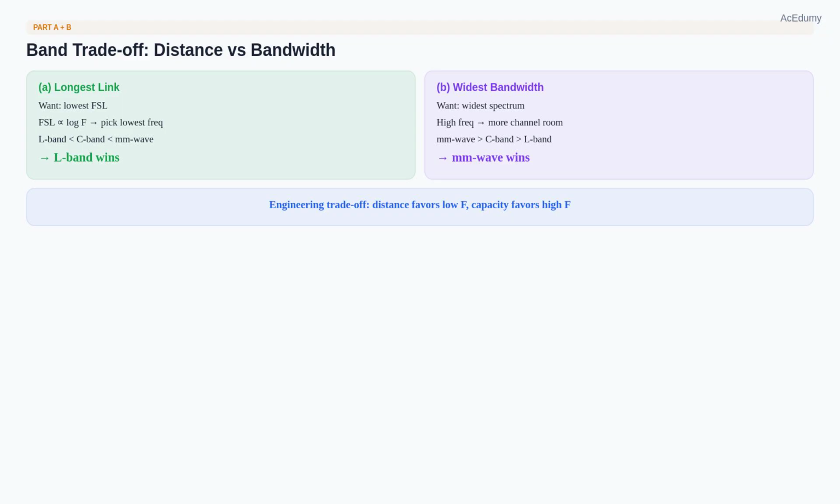For the highest information bandwidth, we want the widest available spectrum. Higher frequency bands have more room for wide channels. Among our three, millimeter wave wins. It offers the widest contiguous spectrum for high-capacity links like 5G and beyond.